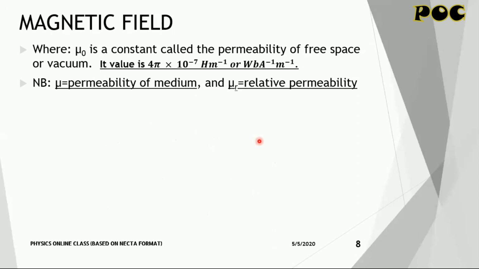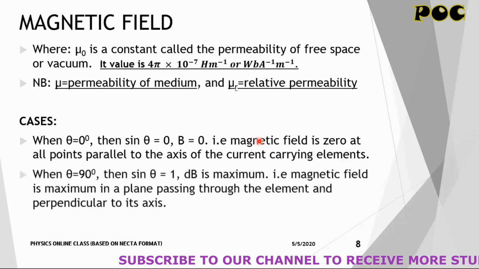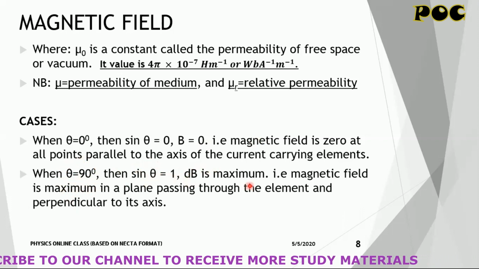on which the conductor is placed. We have two special cases of Biot-Savart law. The first case, we say when the angle theta is 0, means magnetic field lines are parallel to the axis of the current carrying element. Therefore, if we check the sine of 0 in the Biot-Savart law, it will be equal to 0. That concludes that magnetic field will be equal to 0. Therefore, when the magnetic field lines are parallel to the axis of the current carrying conductor, magnetic field is equal to 0. The second case, when the angle is 90, sine of 90 is 1. Therefore, magnetic field will be maximum.